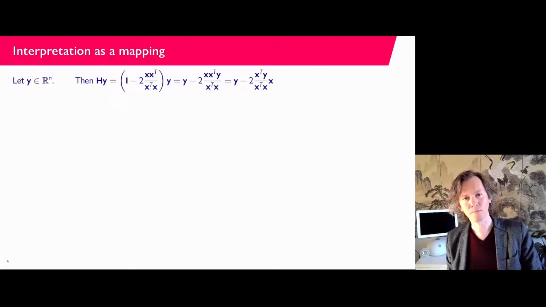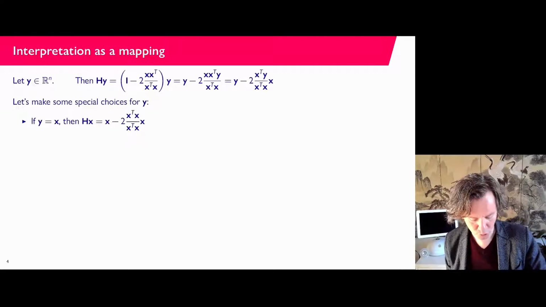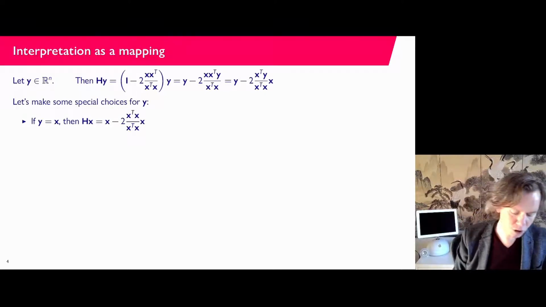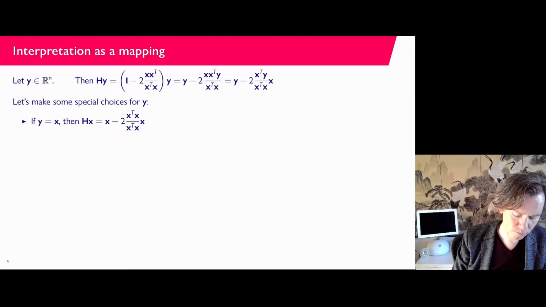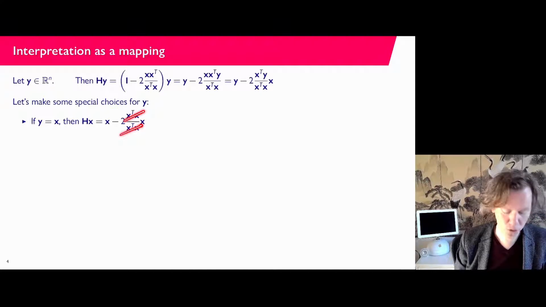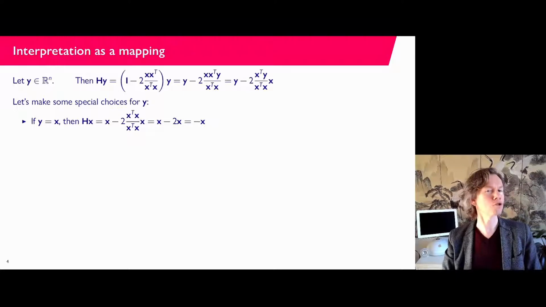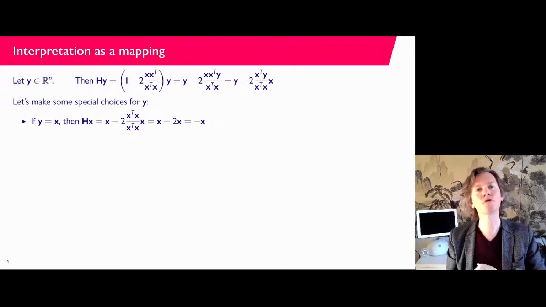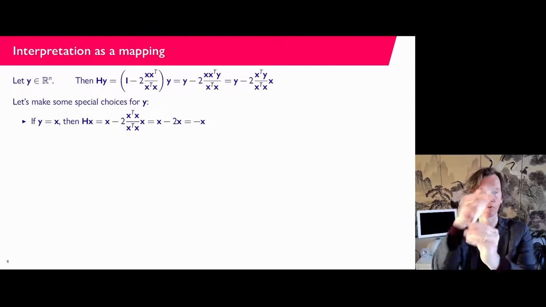Having this form, I can make a couple of specific choices. So let's do that. First, I'm going to see what happens if I take y equal to x. Just plugging that in, we have this expression here, but that simplifies a lot because x transpose x over x transpose x is just 1. So we get x minus 2x. So apparently we have minus x. So if you start with this very specific vector x that our Householder transformation is based on, then the image of x is going to be minus x. So if you think of a vector, you find the same vector but pointing in the other way.